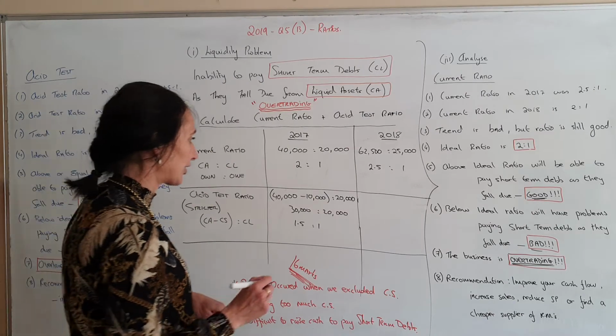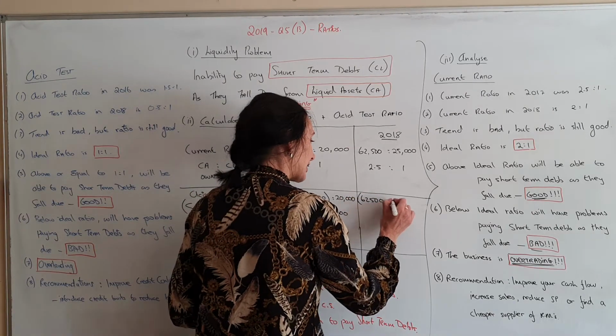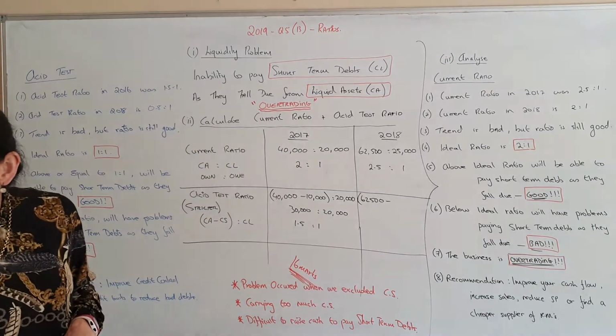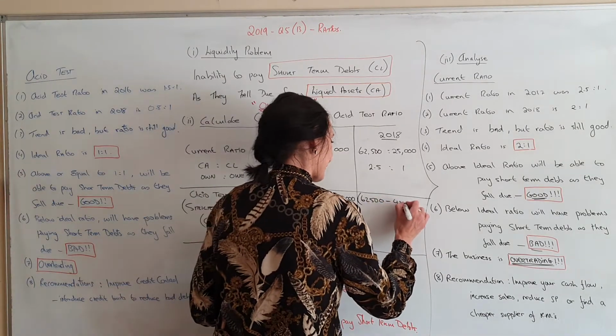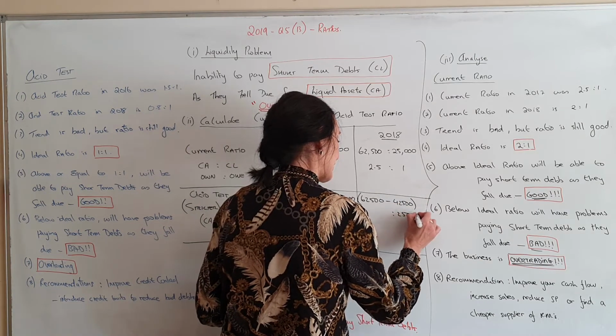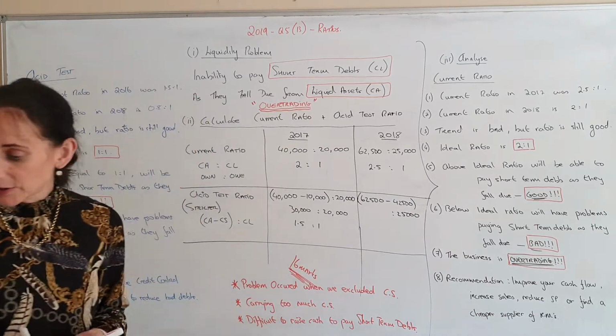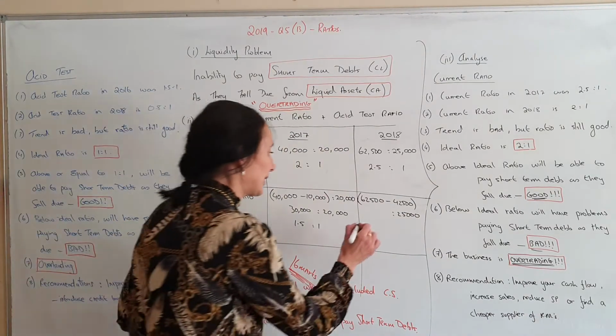Then we need to do the stricter test, the very same ratio, but this time I have to take out the closing stock. So the value of closing stock is 42,500, and that is to my current liabilities again. So I'm going to end up there with a ratio, just take it from here, of 0.8:1.